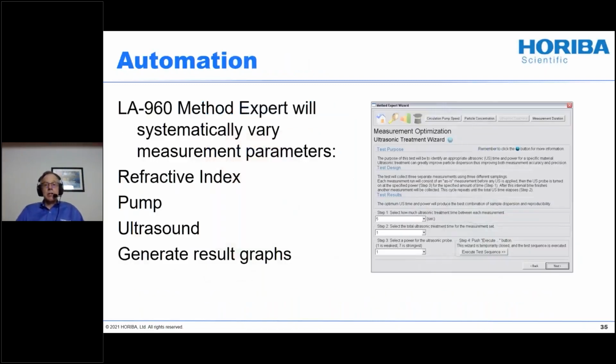The LA960 does have a method expert that will systematically vary measurement parameters. You can look at things like refractive index, your pump speed, your ultrasound. You can generate result graphs of these systematic experiments. That's worth considering as you go into your method development, or if you want to systematically walk through parameters. One piece of advice is to start close to where your results are already working, which is why I recommend the quick tests I mentioned earlier.